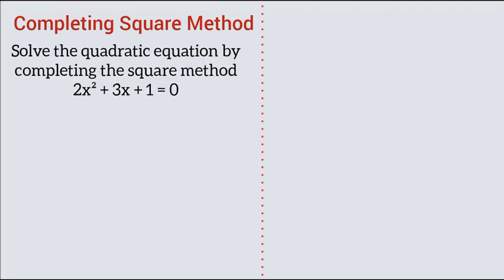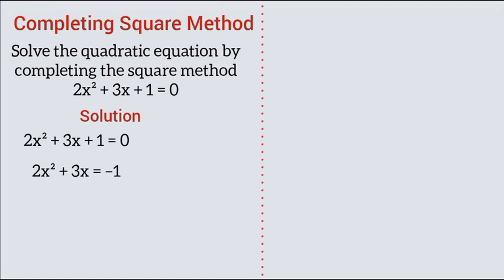And the question reads, solve the quadratic equation by completing the square method: 2x squared plus 3x plus 1 equal to 0. Solution. The first thing we have to do is to transfer the constant term, which is plus 1, to the right hand side. If we do that, we would have 2x squared plus 3x equal to minus 1. Now, if the plus 1 crosses to the right hand side, it becomes 0 minus 1, which will give us minus 1.